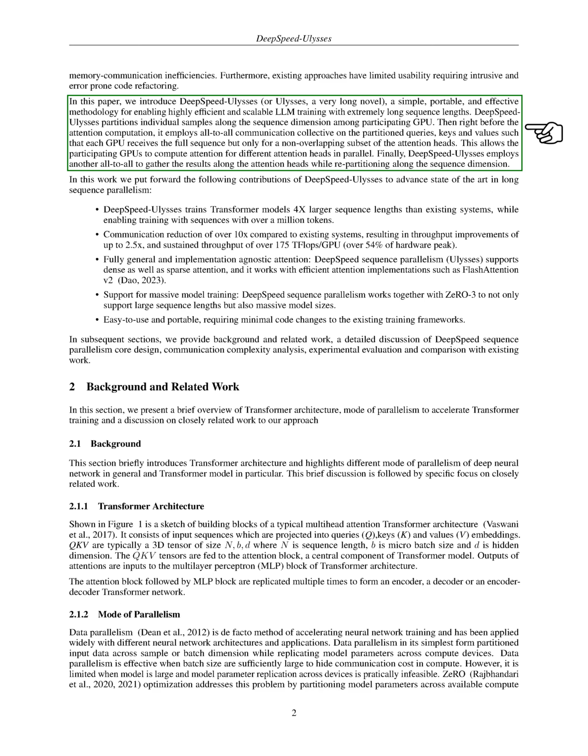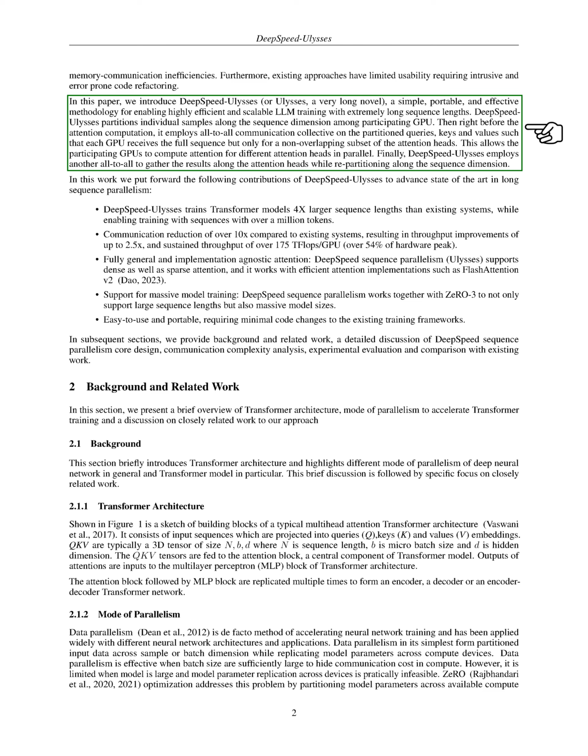DeepSpeed Ulysses divides individual samples along the sequence dimension among participating GPUs. Then, right before the attention computation, it uses all-to-all communication on the partitioned queries, keys, and values so that each GPU receives the full sequence but only for a non-overlapping subset of the attention heads. This allows the GPUs to compute attention for different attention heads in parallel. Finally, DeepSpeed Ulysses uses another all-to-all to gather the results along the attention heads while repartitioning along the sequence dimension.